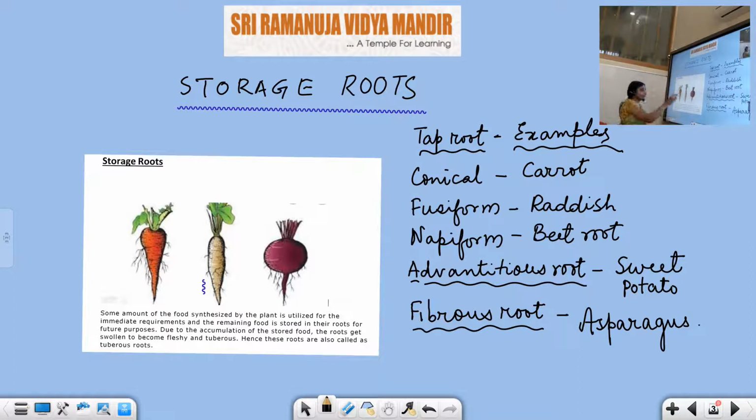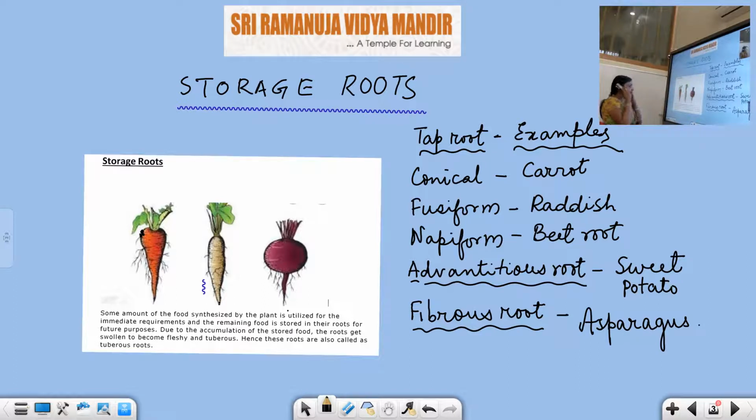See what the difference between these three is. In the carrot, the base of the root is broad and at the end it is tapering, so it is conical type. In radish, both the base and the apex are tapered and only the middle is bulged. In beetroot, it is top shaped, a completely spherical structure, and at the end only a small hair-like structure is present. These are the storage roots.